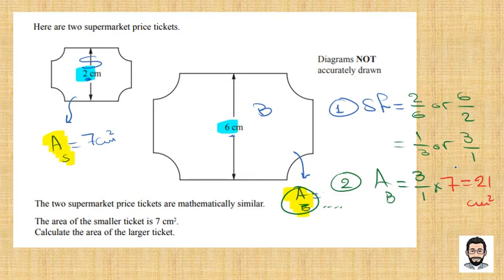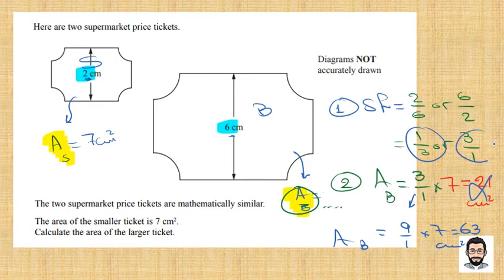It's wrong. It's not right. Why? Because there's a mistake here. Look, this has to be 9 over 1. So again, A is going to be like this. Why did you use 9 over 1? You have here only 1 over 3 and 3 over 1. So why did you use 9 over 1?